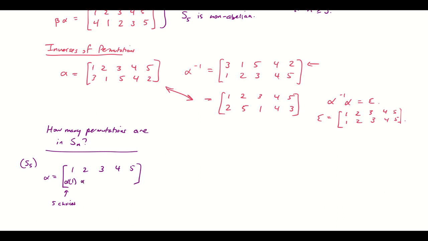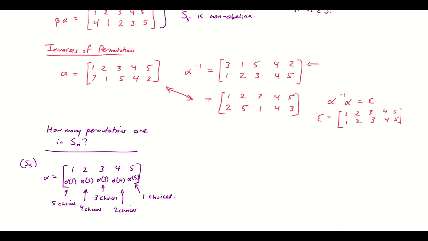But now, when I define alpha 2, I am constrained. I can't use the same number that I used here. It has to be one of the other 4. So that means there's 4 choices for what I'll do here. And then when I define alpha 3, there's only 3 numbers left, so I only have 3 choices for that. And then when defining alpha 4, I only have 2 numbers remaining, so there's 2 choices. And finally, when defining alpha 5, there's only 1 number left that I can use. So 1 choice. There we go.